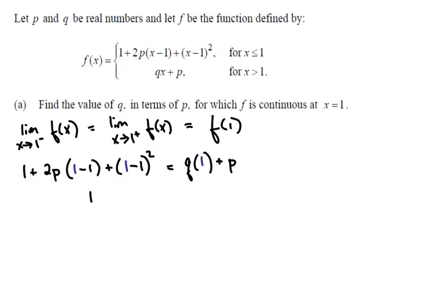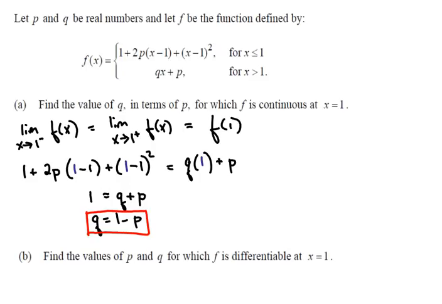Now on the right side, I use the right branch, where x is greater than 1, and I plug in x equals 1, and I wind up with q plus p. What this gives me then is 1 is equal to q plus p. What I'm asked to do is find the value of q in terms of p for which f is continuous at x equals 1. And that would be that q is equal to 1 minus p. And that's my answer for A.